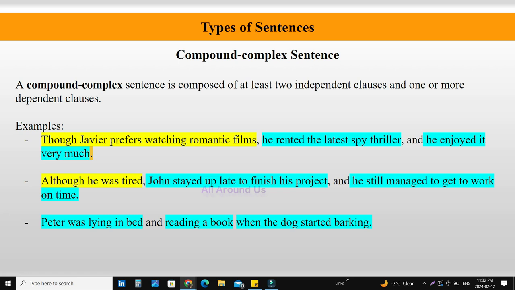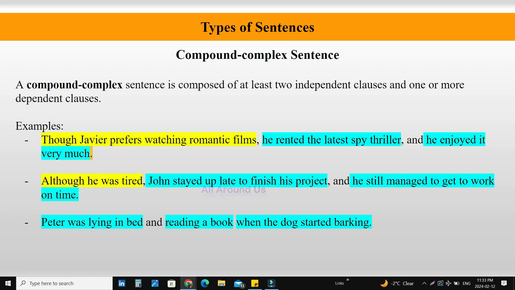Compound complex sentence. A compound complex sentence is composed of at least two independent clauses and one or more dependent clauses. Example: though Xavier prefers watching romantic films, he rented the latest spy thriller and he enjoyed it very much. Here, though Xavier prefers watching romantic films is a dependent clause, he rented the latest spy thriller is one independent clause, and he enjoyed it very much is the second independent clause.